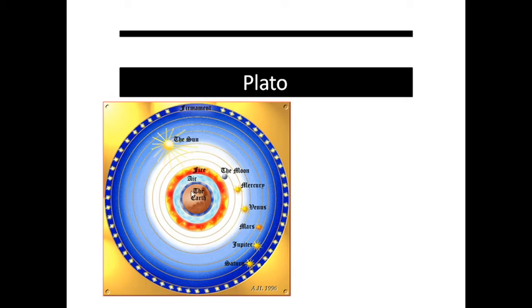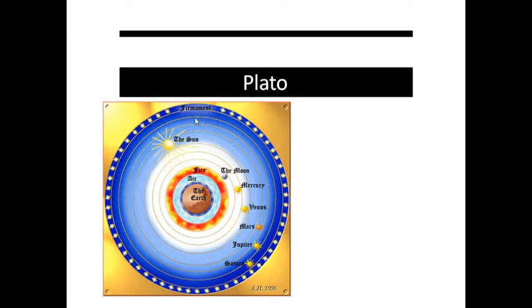Here Earth is the center. Then three things are very important. He always believed in three things, that is water, air and fire. Earth is circled by a layer of air, that is the atmosphere. Earth is also circled by a layer of fire and a layer of water. That was the thinking of Plato, and Earth is the center.